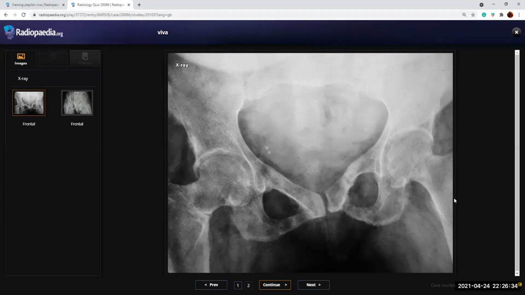I'm not sure if there is another fracture of the left superior pubic ramus. Could be due to positioning. No, you're right, it's there. So what do you think about it?